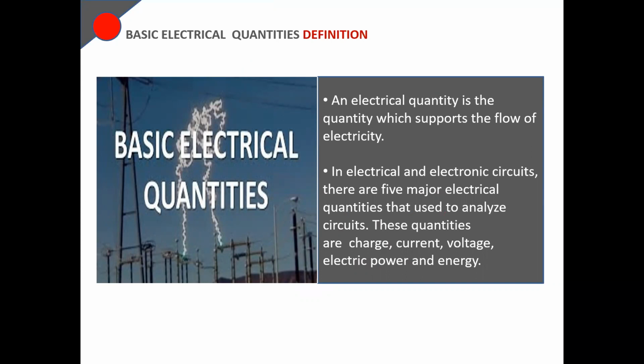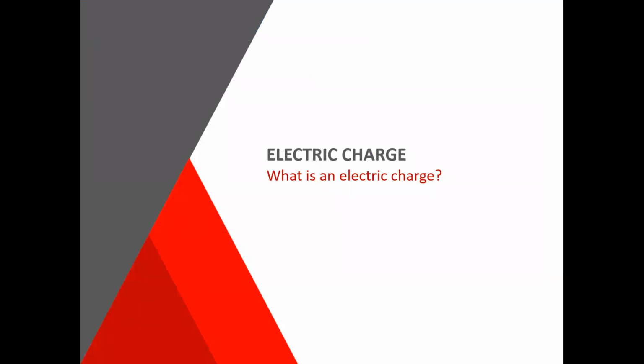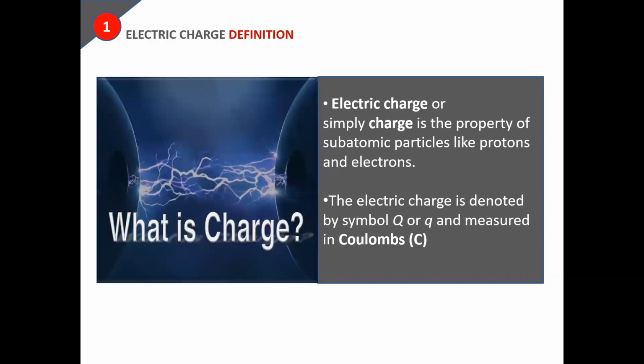So, what is an electric charge? Electric charge is nothing but simply charge. Electric charge and simply charge both are the same. It is a property of subatomic particles like protons and electrons. The electric charge is denoted by the symbol Q, capital Q or small q, and measured in coulombs. One coulomb is given as 98,500 Faradays, something like that.